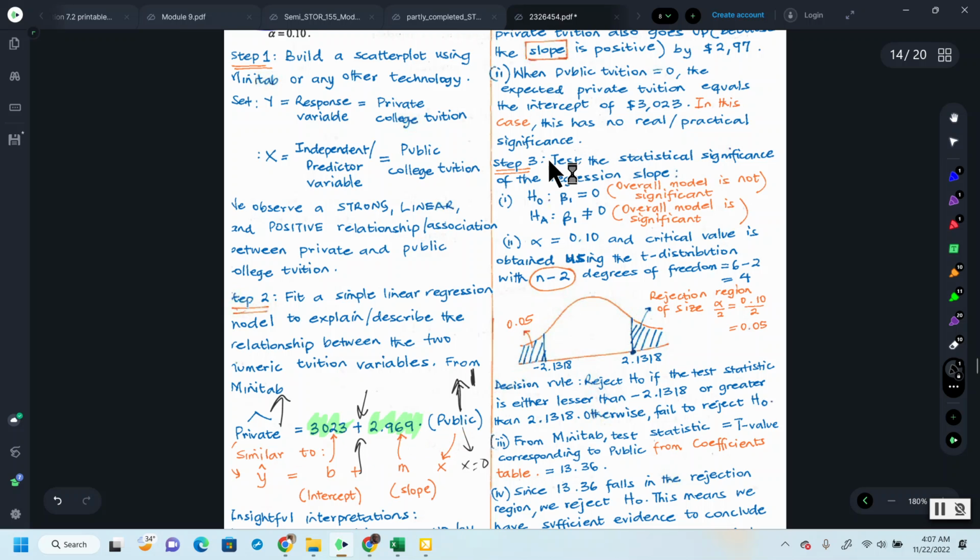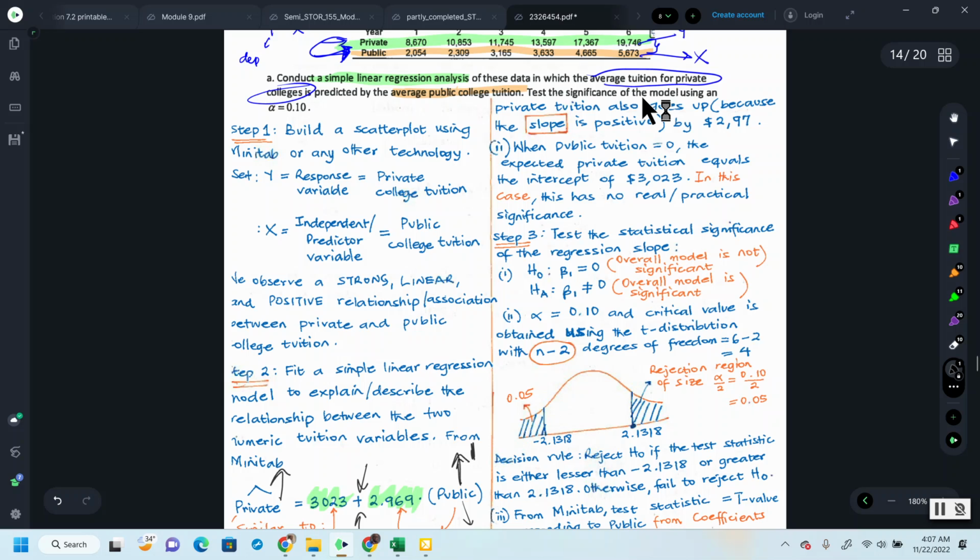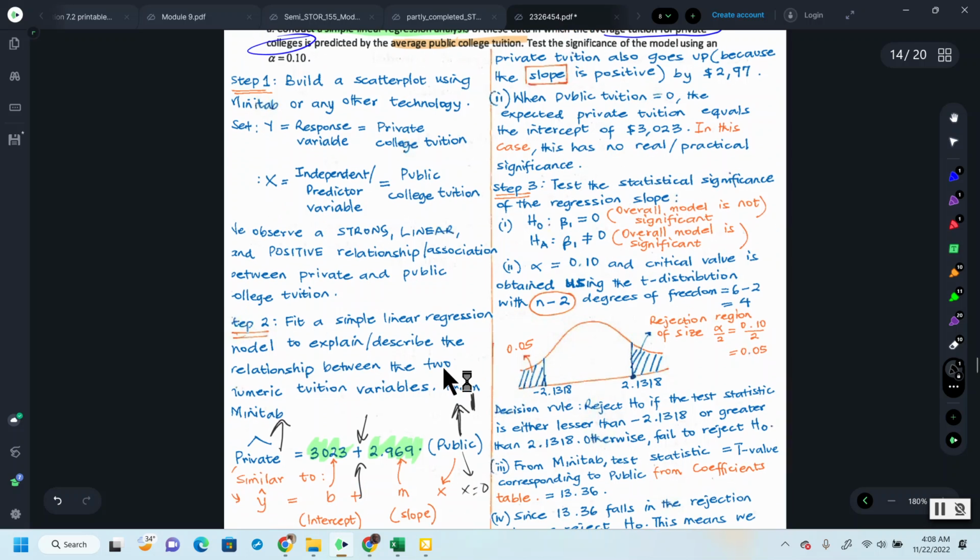So if we're to test the significance of a model, it is equivalent to testing that the slope of this linear model is equal to 0 versus it is not equal to 0. And we're going to conduct that test at alpha equals 0.10 level of significance. Now, the critical value in this case is obtained using the t-distribution with n minus 2 degrees of freedom. So what is our n here?